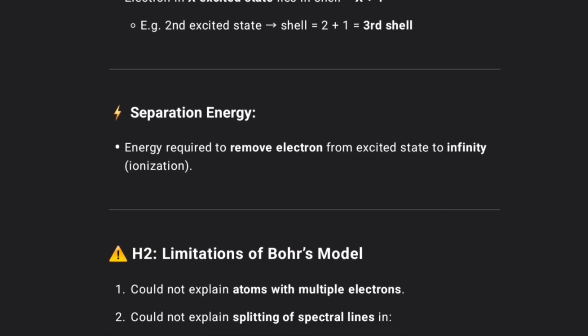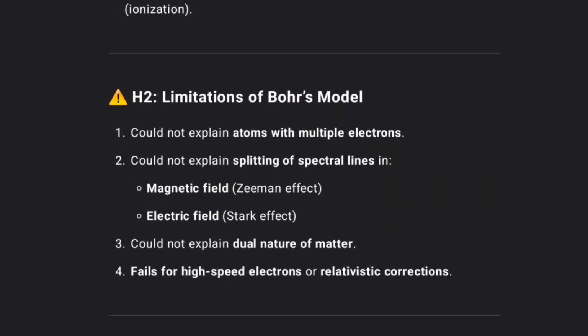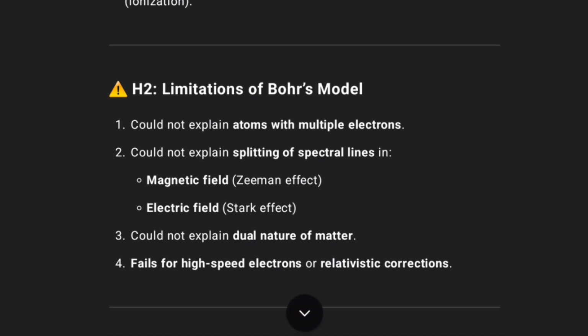Limitations of Bohr's model. 1. It could not explain atoms with multiple electrons. 2. It could not explain splitting of spectral lines in a magnetic field, the Zeeman effect, or in an electric field, the Stark effect. 3. It could not explain the dual nature of matter. 4. It fails for high-speed electrons or relativistic corrections.